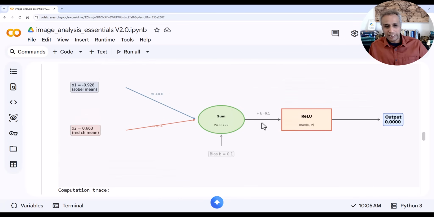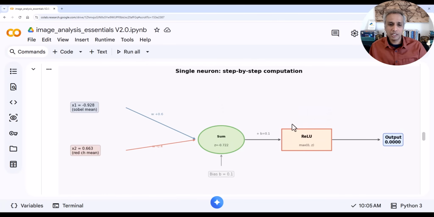Now it goes through a ReLU. In this case, the value is minus 0.722, which means the ReLU converts minus 0.722 to 0. So your output is 0. If this value were 0.722, on the positive side, then the output would be 0.722. Because it's negative, it's dropping our value to 0. I hope this makes sense. This value gets fed into the next neuron that's connected to this neuron. And this is where the nonlinearity comes in. Otherwise, this is just a linear equation.